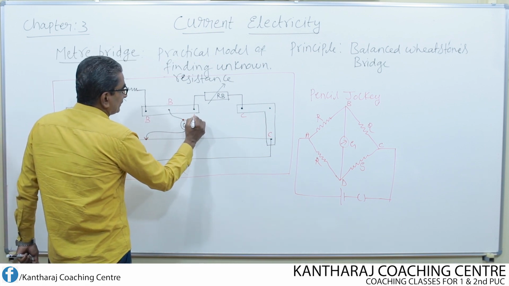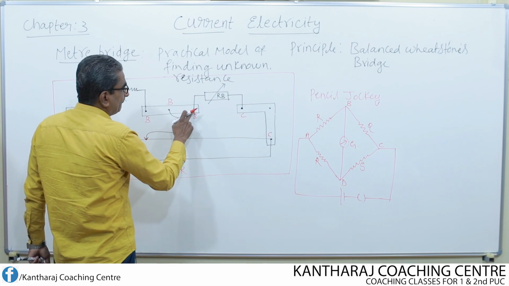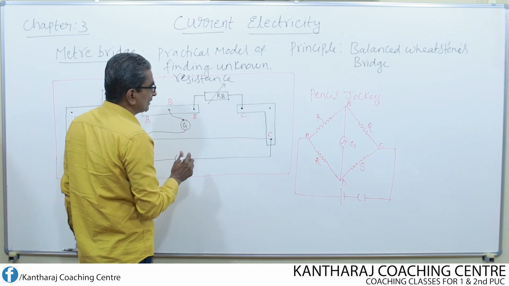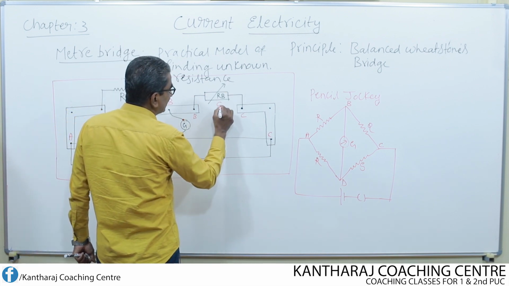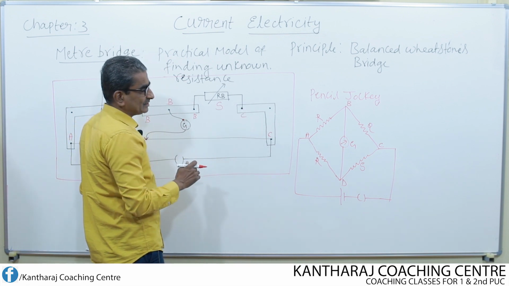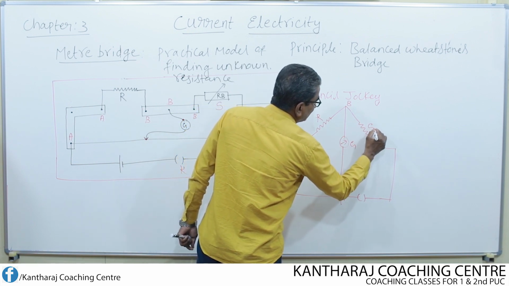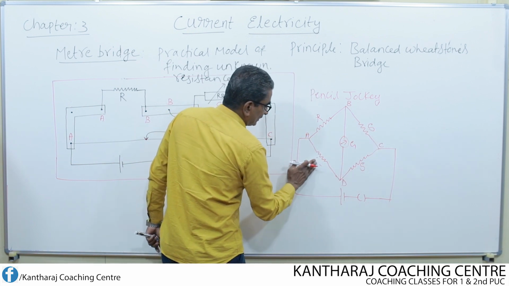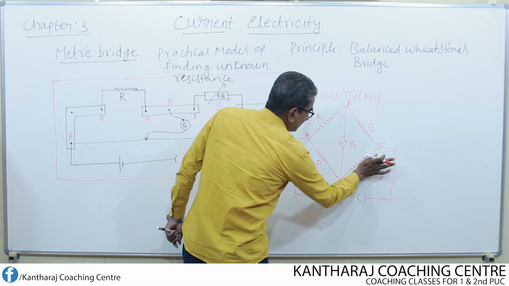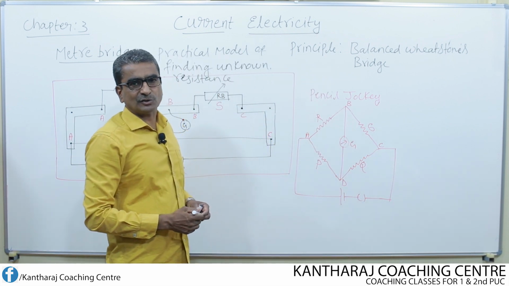Between B and C, because if this is B, this is also B, there is one more resistance, and I call this resistance S. That means between B and C, one more resistance is there. What is that resistance? Q is there. Instead of Q, I consider this resistance as S. So now this will become P and this will become Q. We can interchange the resistances also.